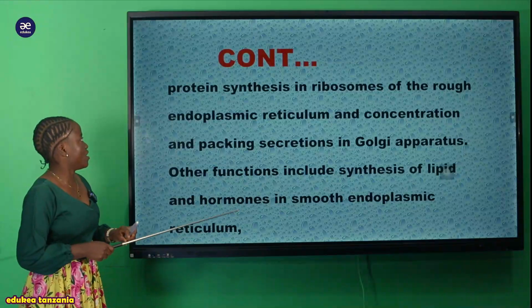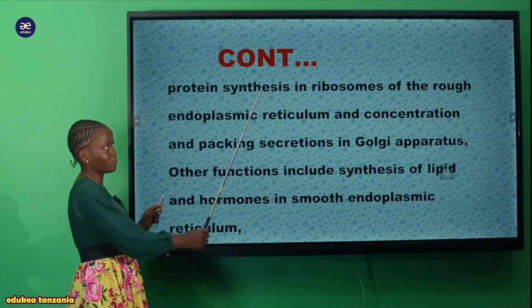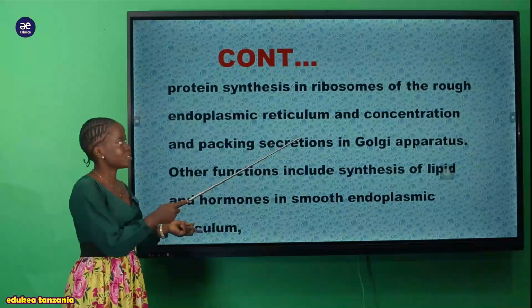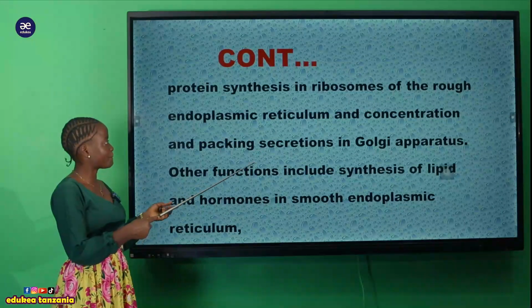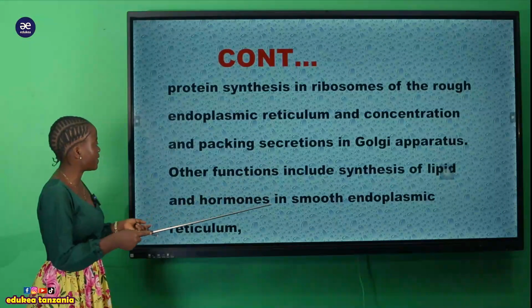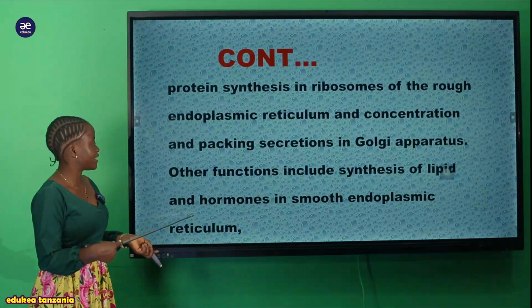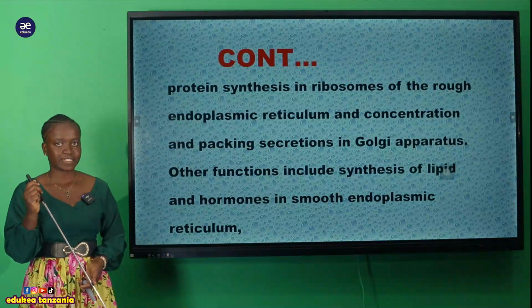Now we also have another organelle called the ribosome. The ribosome is used in protein synthesis on the rough endoplasmic reticulum, and concentration and packaging of secretions in the Golgi apparatus. Other functions include synthesis of lipid and hormone in the smooth endoplasmic reticulum.